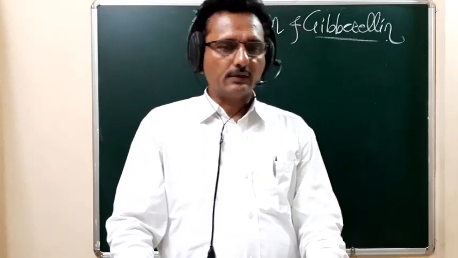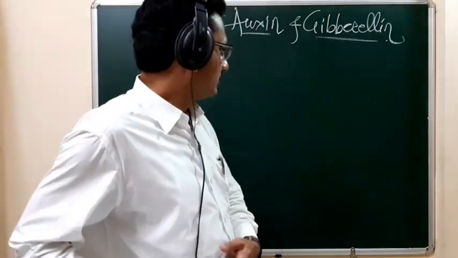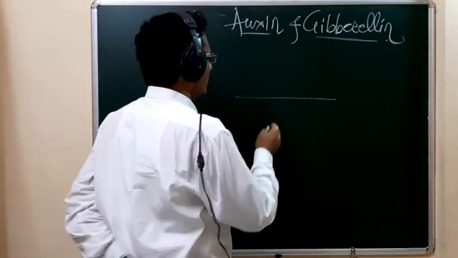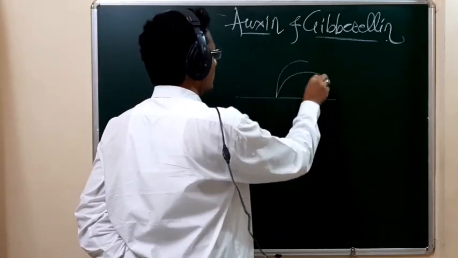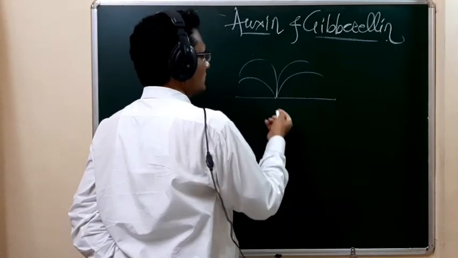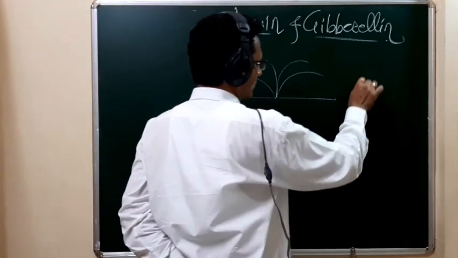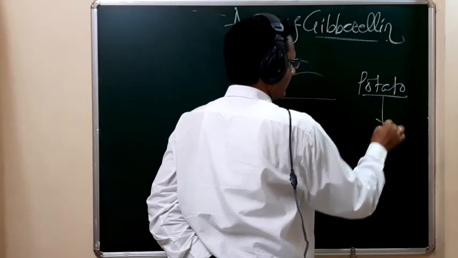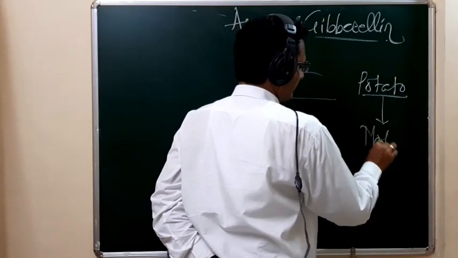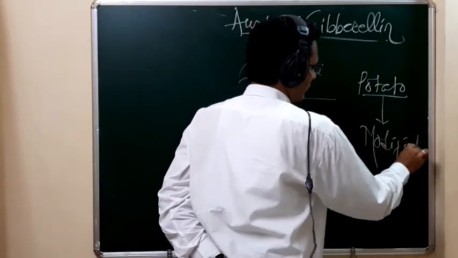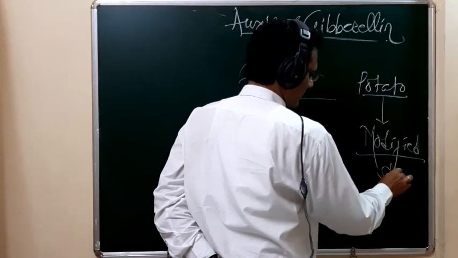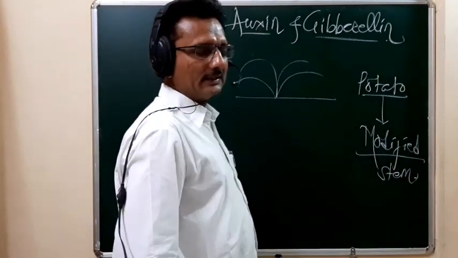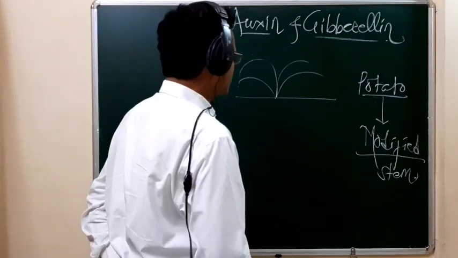So what is meant by this potato? Let's see. Suppose this is the ground level and suppose this is the potato plant. Remember, the potato is a modified stem.